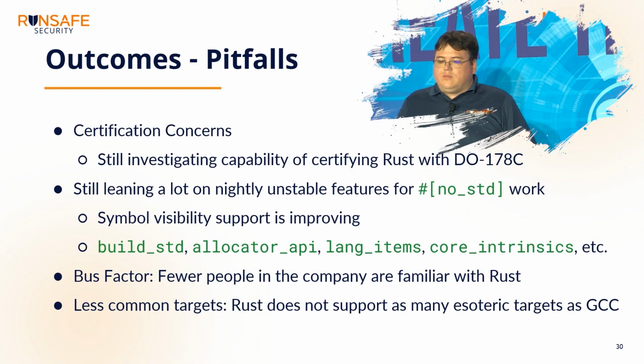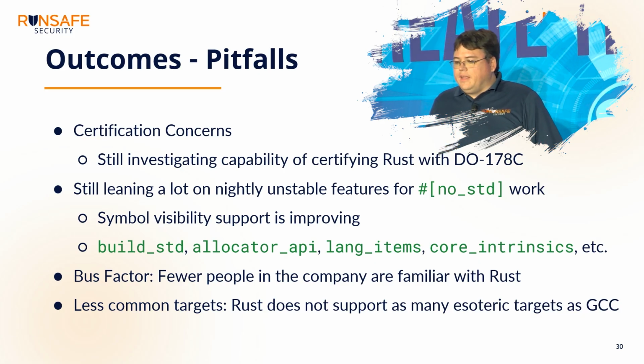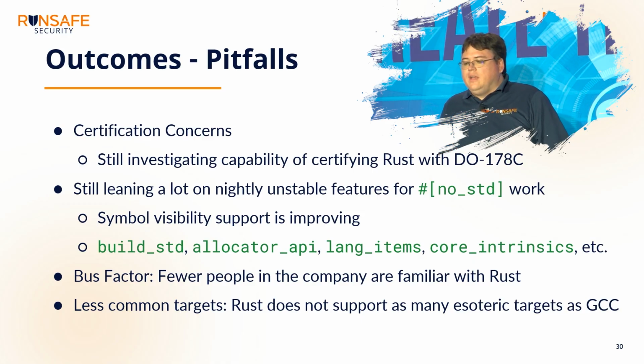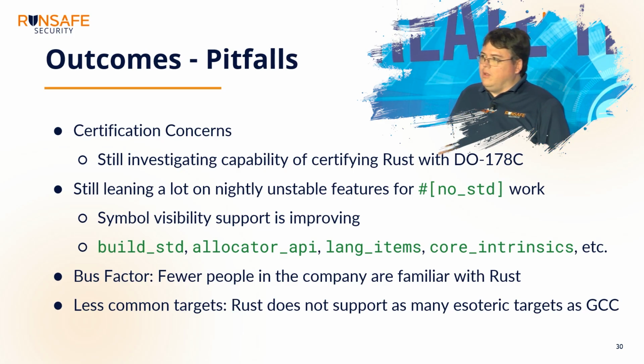But there were some problems. We do know that there are certification concerns around Rust. We've been having some trouble finding companies that are interested in certifying Rust for various standards. We are relying on a handful of unstable features for our no standard work. It would be great if Rust supported better symbol visibility annotations. It doesn't currently do that. And then there's a list of items that are very specialized for interacting with some of the low-level work that we're doing. But those could change someday or even be removed entirely, and that's a little bit of risk on top of what we're doing on the Rust side.